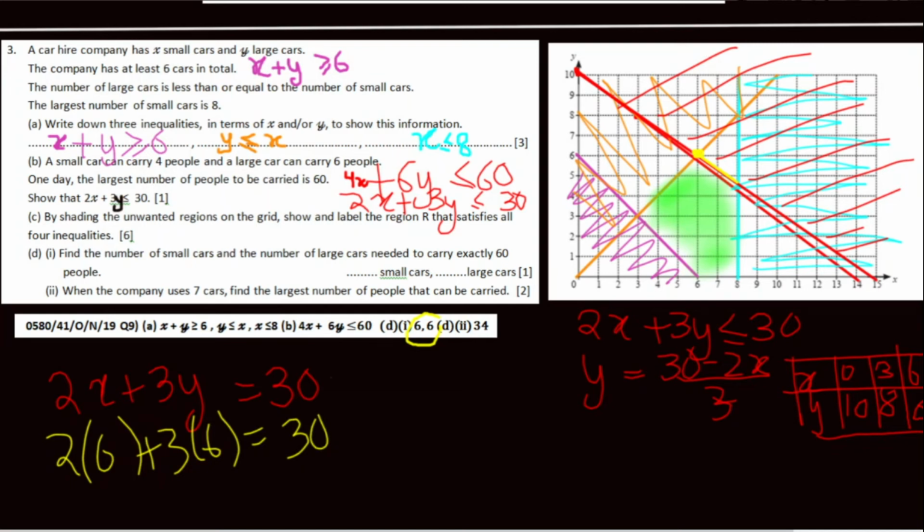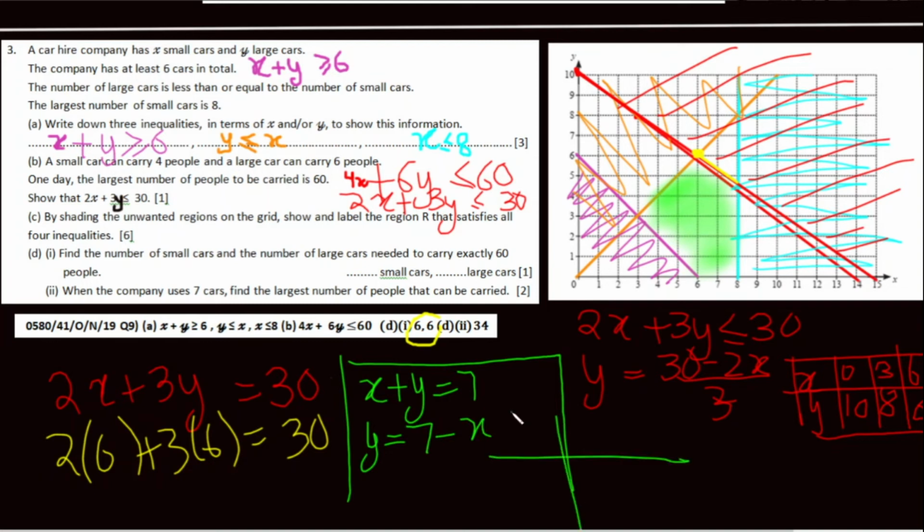Okay. In the last part, when the company uses 7 cars, find the largest number of people that can be carried. Okay, so if the company uses 7 cars, that means x plus y equals 7. Which color should I use? I think I've used all of them. Let me use green. That means y is equal to 7 minus x. So this is simply the line y equals minus x translated 7 units up. So I translate this line 7 units up, and here's the line.